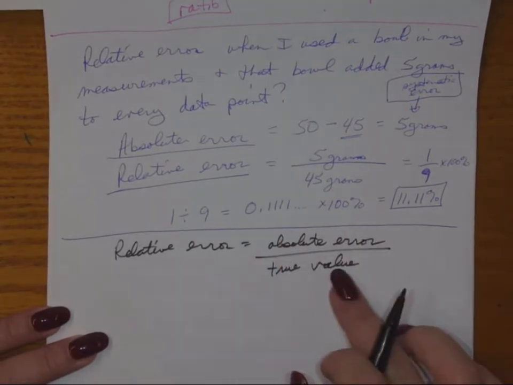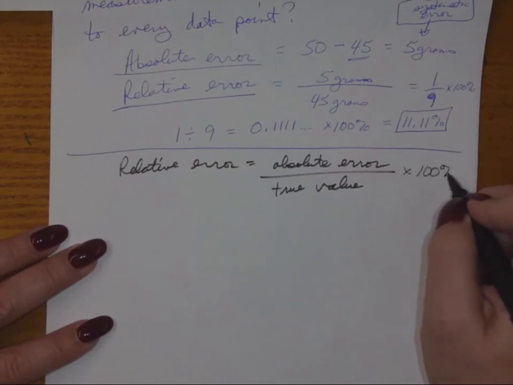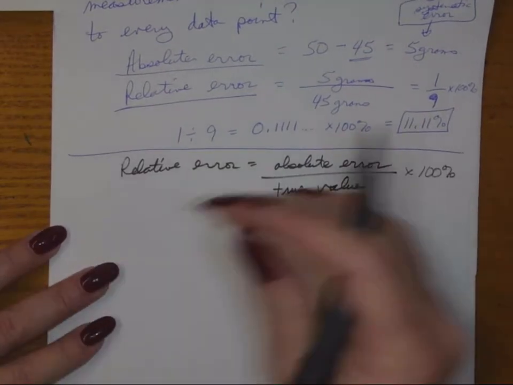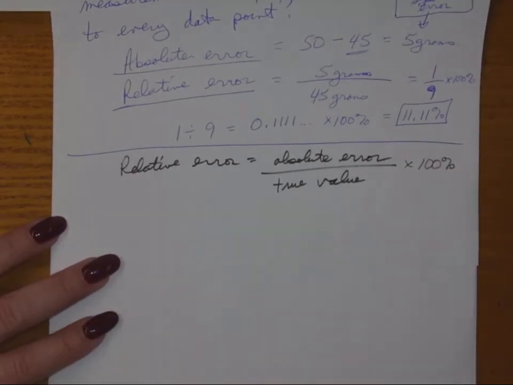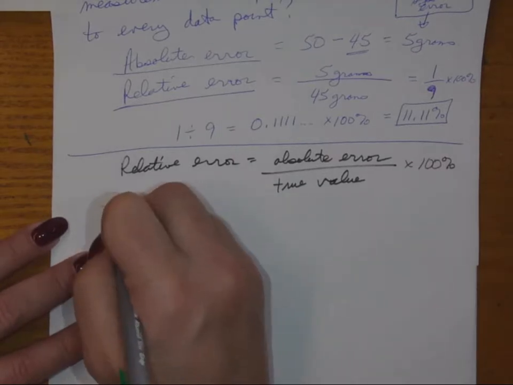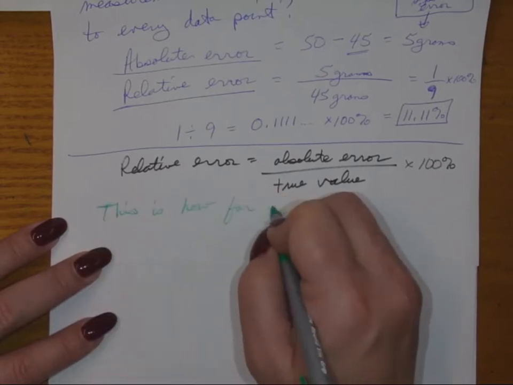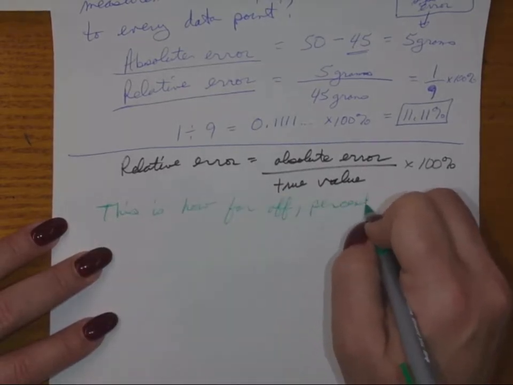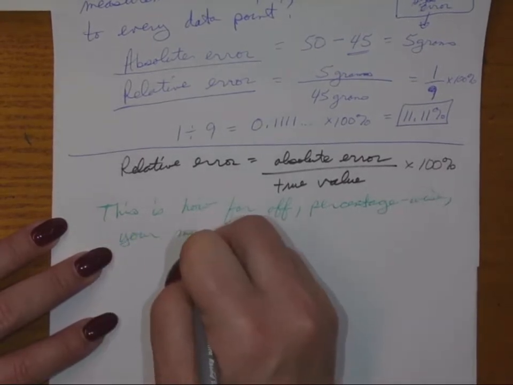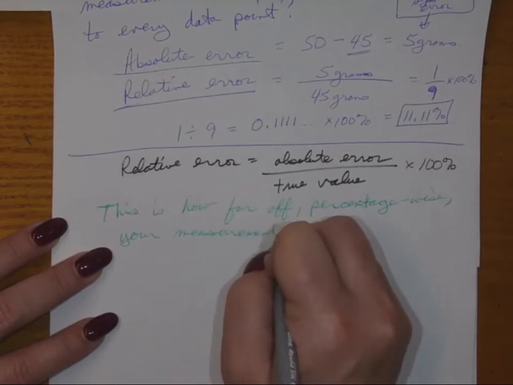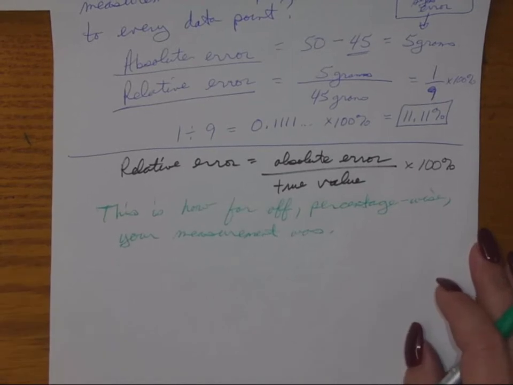Okay, this gives you a ratio, but normally in statistics, a lot of times we'll say, go ahead and multiply that up by 100% to give me a percentage answer. That tells me what percentage off my measurement was. So this is how far off, percentage-wise, your measurement was. Okay, so that's what I'm after here for relative error.